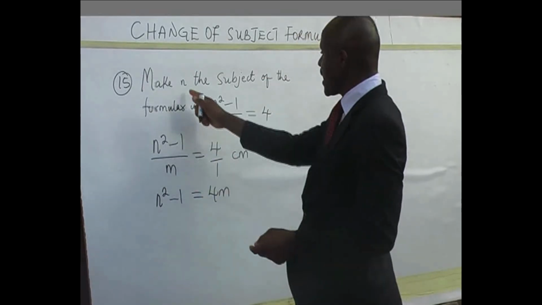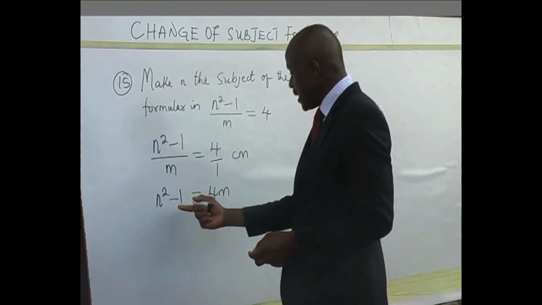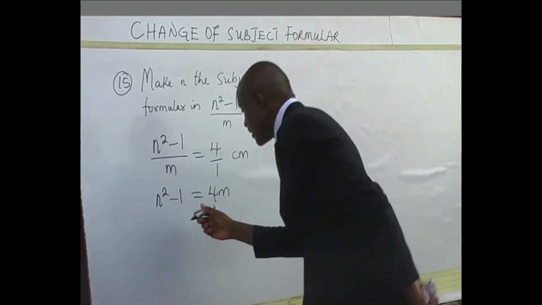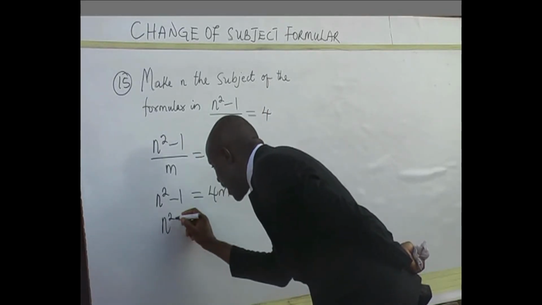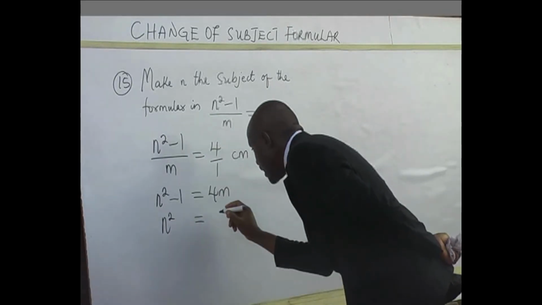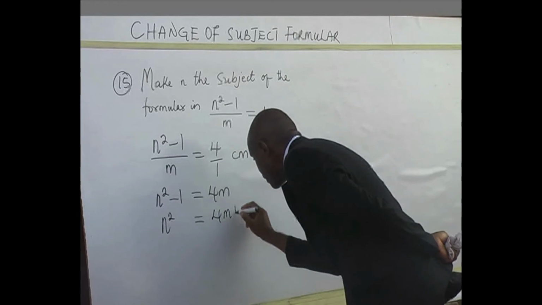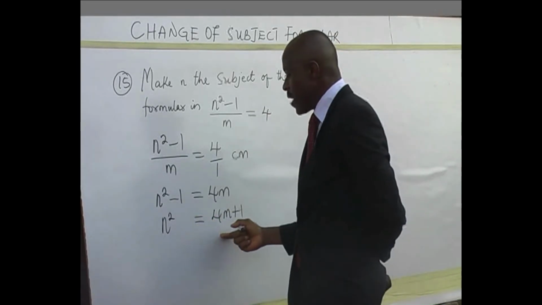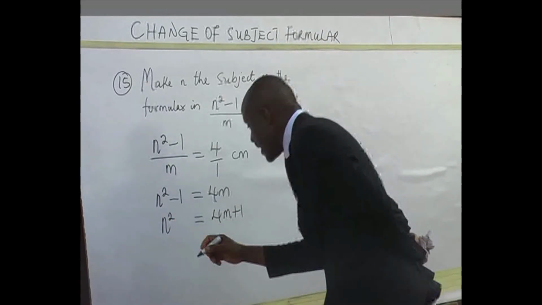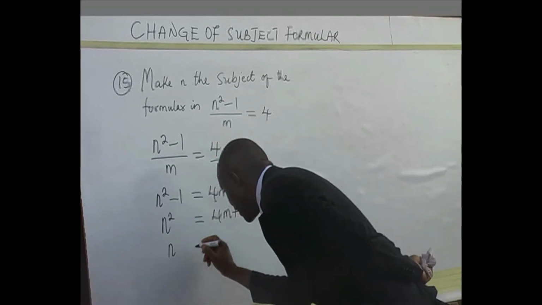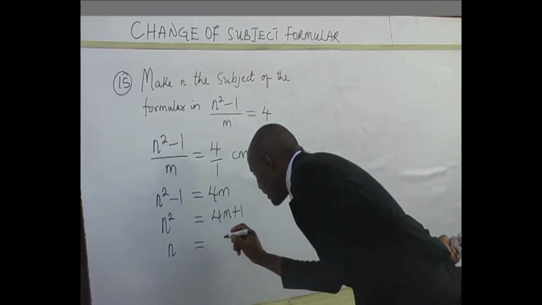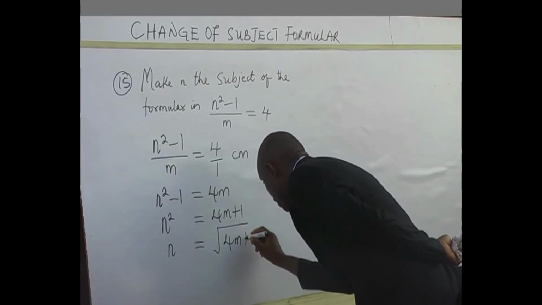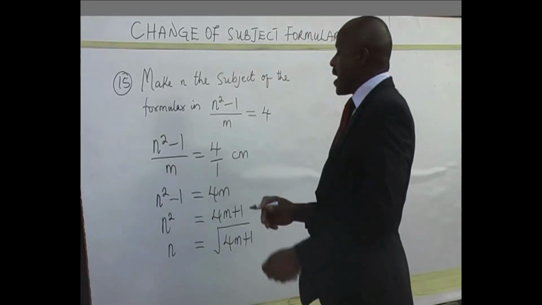The equation says we should make n the subject of the formula. Eliminate minus 1, and you do that by adding 1 to both sides. When you do, you'll be left with n squared in the left hand side is equal to 4m plus 1. Now you are going to find the square root of both sides so as to eliminate the square that n has in the left hand side. When you do that, you'll be left with only n in the left hand side, and in the right hand side you are going to have the square root of 4m plus 1, and you have finished.